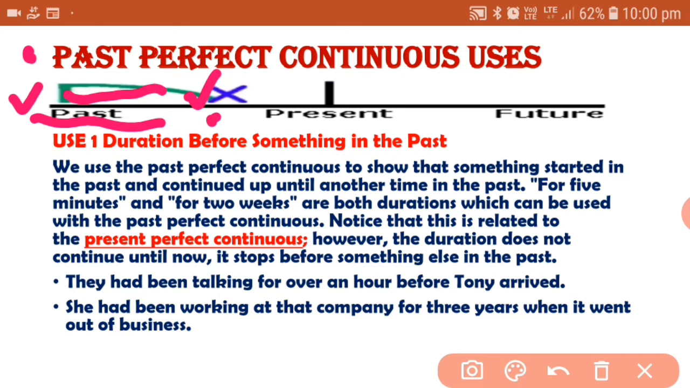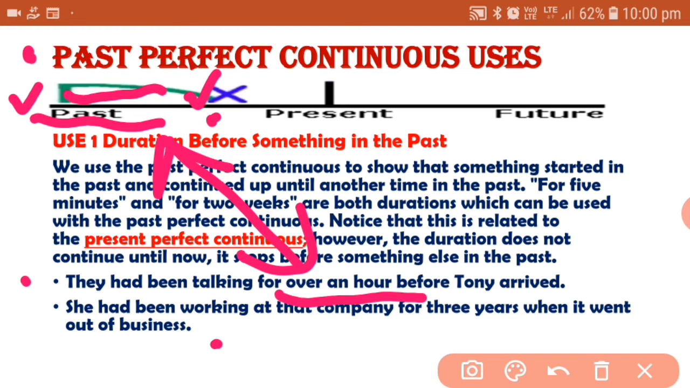Here are examples. First, they had been talking for over an hour before Tony arrived. She had been working at that company for 3 years when it went out of business. In these two sentences, you can check what type of difference is prescribed here. You can check in the first sentence, they had been talking for over an hour before. Yes, this is the duration of that time. Here you can check, this is the link of this.